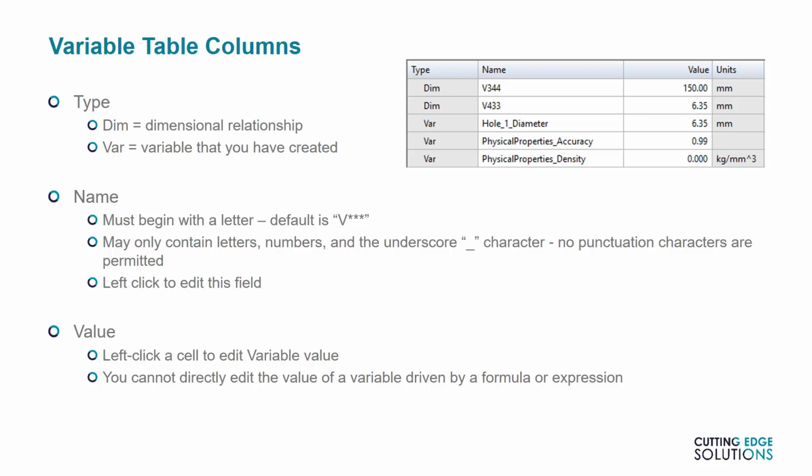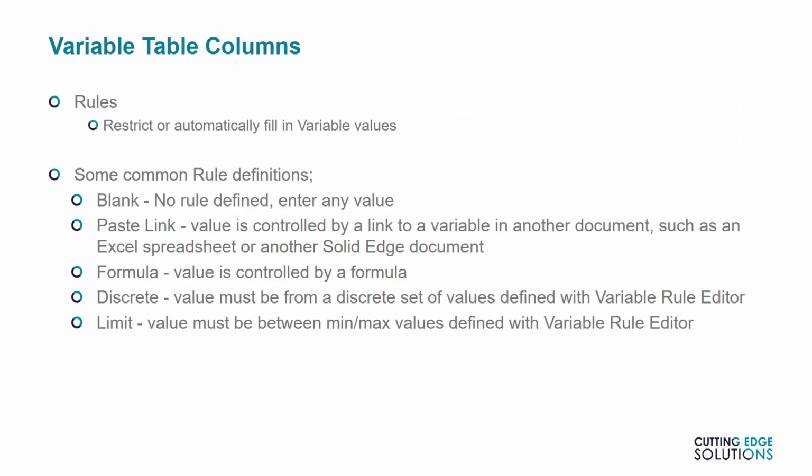Also, you can only enter numbers in this column, and the number of decimal places for each variable is fixed for the different unit types we find. For example, a temperature variable would have 4 decimal places. Another column that you might be interested in is the rules column, which can be used to restrict variable values.